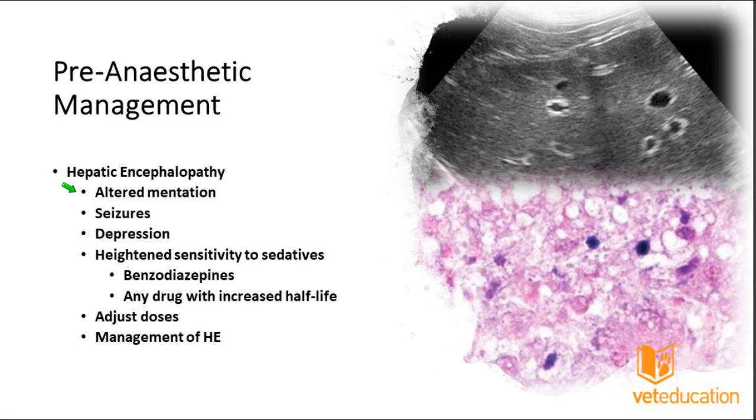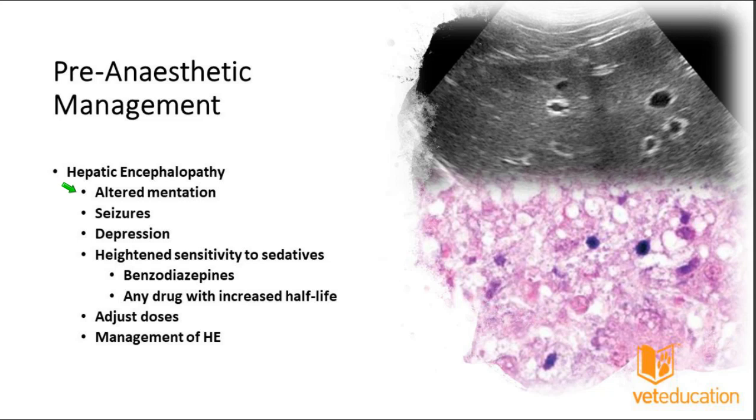Hepatic encephalopathy. We're going to talk a lot about this in the course that we have coming up, but typically the symptoms are altered mentation. You have an animal that's not quite right, severely obtunded, depressed. They may be seizuring, they may have altered gait, they may vocalize, they have got a whole range of responses.